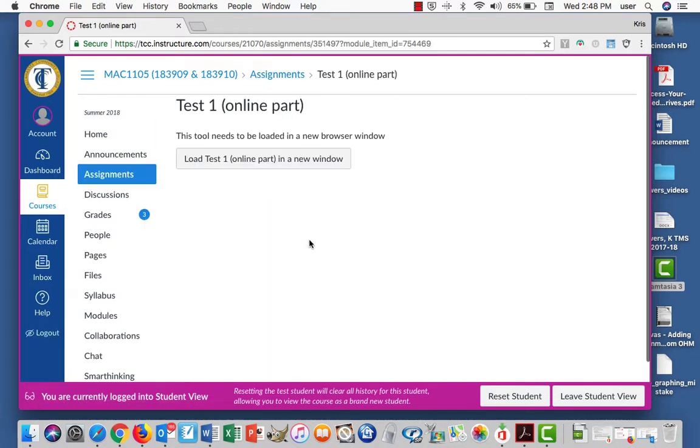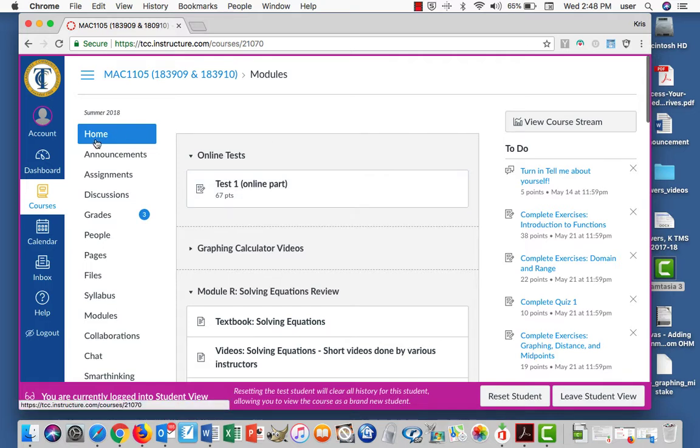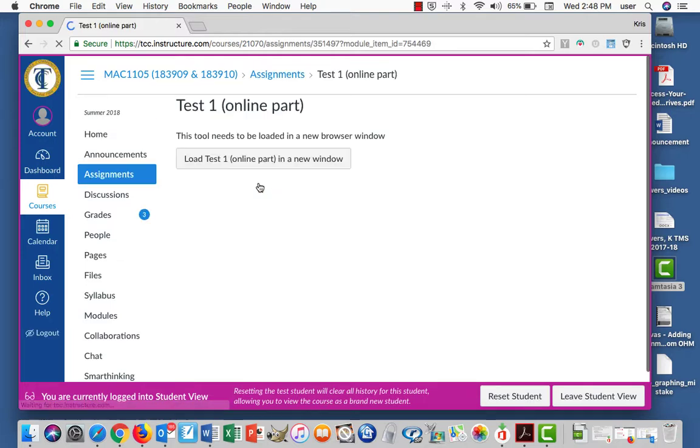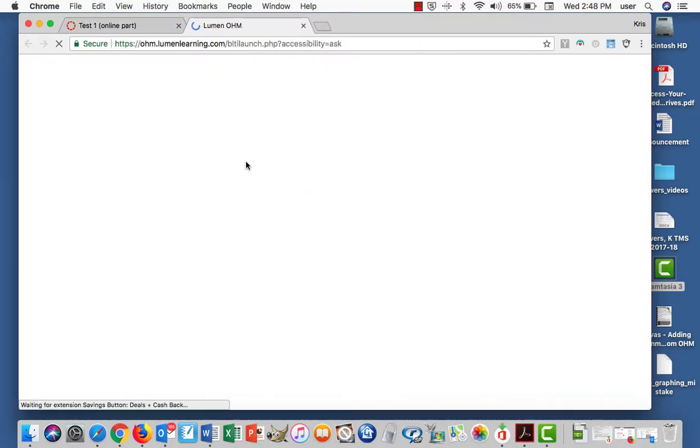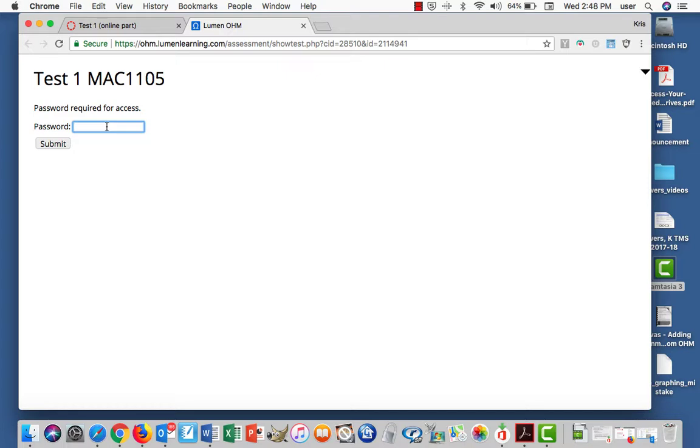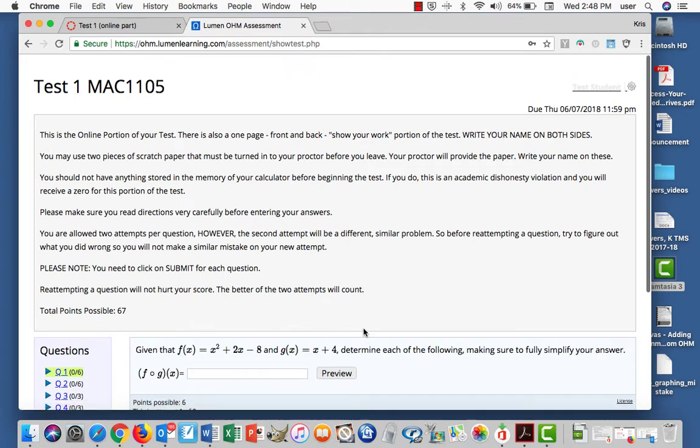So first, after you get seated in the testing center or with your proctor, you will open up Canvas, and let me start over here. On the home page, the very first module that I have will be the online tests. You'll click on it, and you'll ask your proctor to fill in the password for you. And then you're going to see this page.